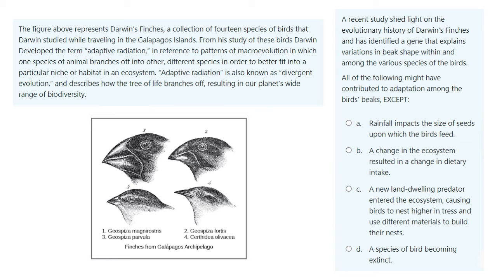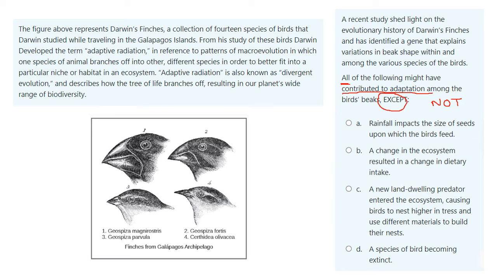Now we have a short passage and a diagram, or a sketch from Darwin on his trip to the Galapagos Islands. A recent study shed light on the evolutionary history of Darwin's finches and has identified a gene that explains the variations in beak shape within and among the various species of the birds. All of the following might have contributed to adaptation except. So, which of these did not contribute to adaptation?